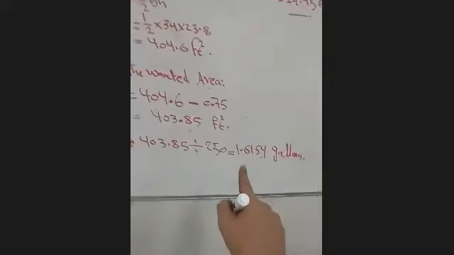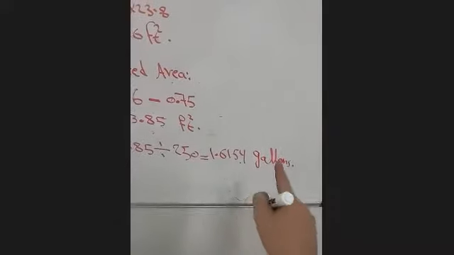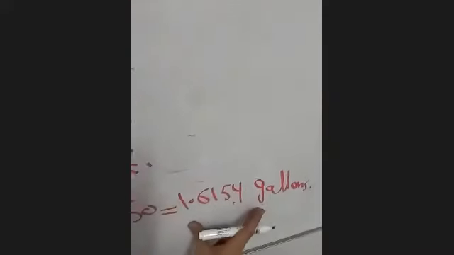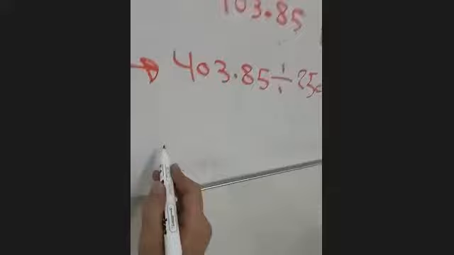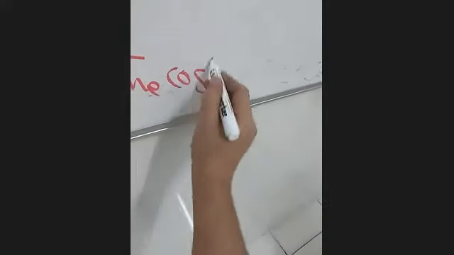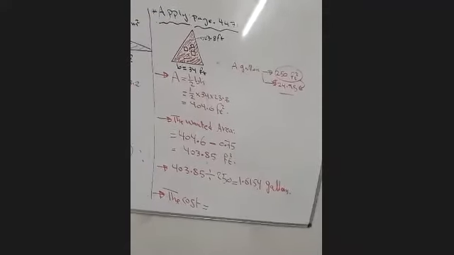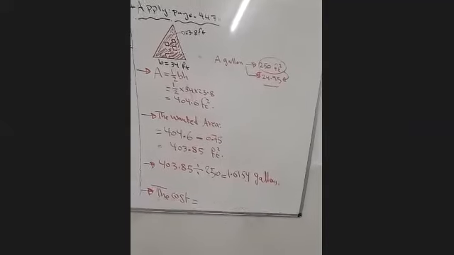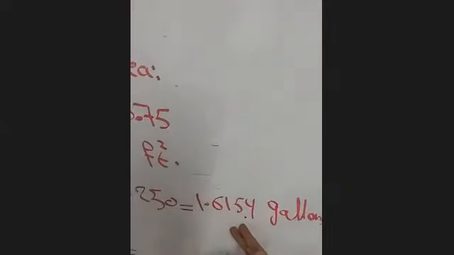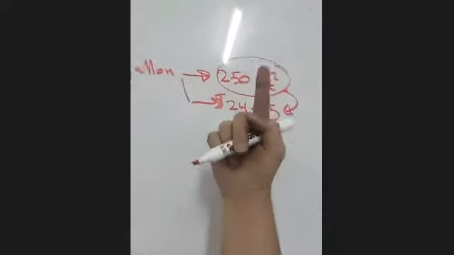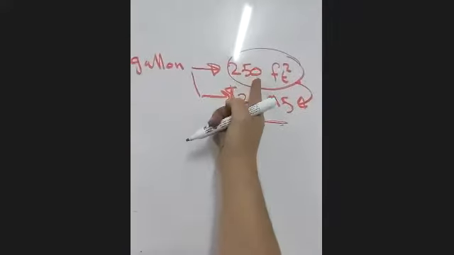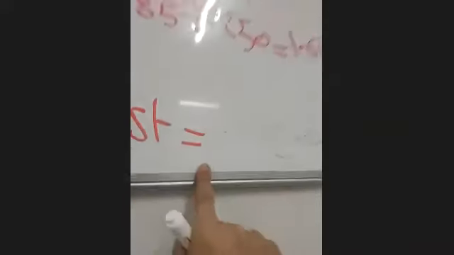Got it? Now, we need 1.6154 gallons. I know the number of the gallons now. Can you tell me how we know the total cost, the last step? Exactly. We multiply the number of the gallons which we found by the cost of each gallon, which covers this area.